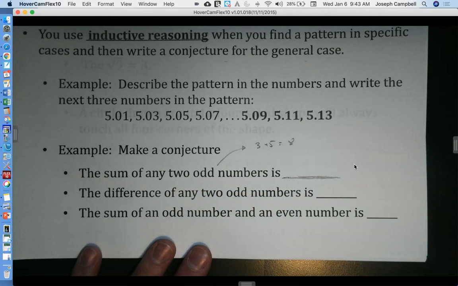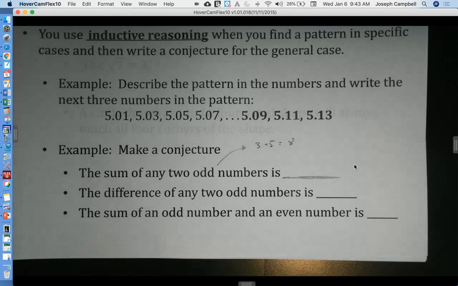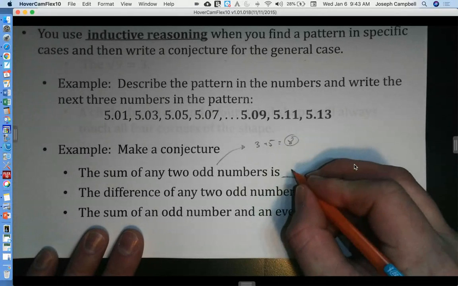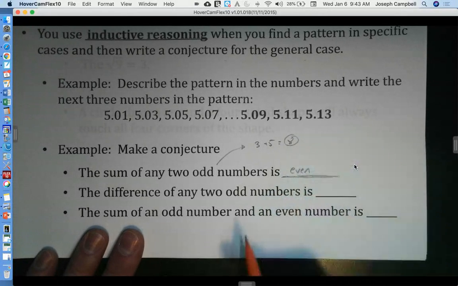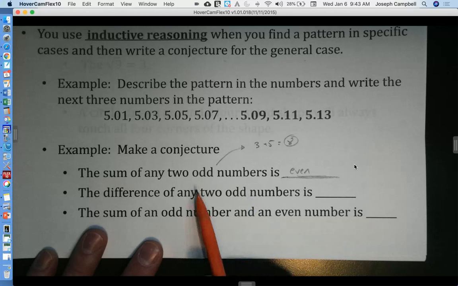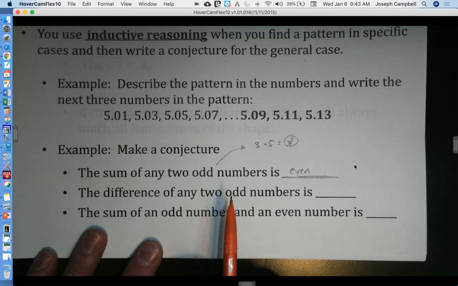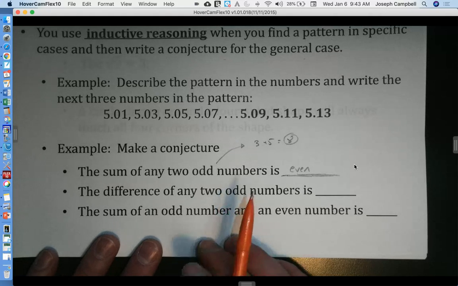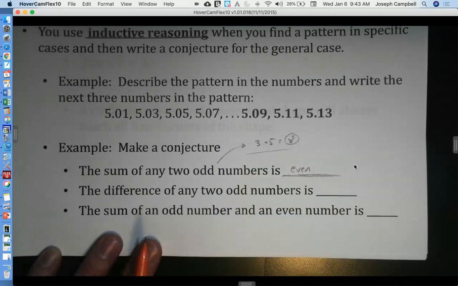What do they probably want me to do? They probably want me to write, is it even or is it odd? Well, the sum of any two odd numbers looks like it's even. Now, it would take me a lifetime to do all the odd numbers, right? Because there is an infinite amount of them. So this is, again, an inductive reasoning conjecture based off of my one observation.